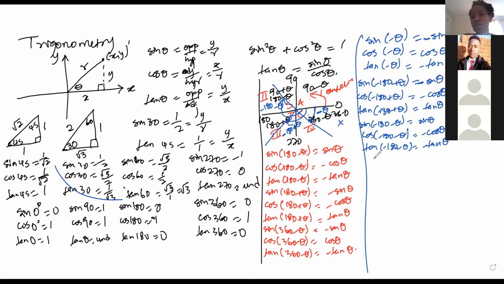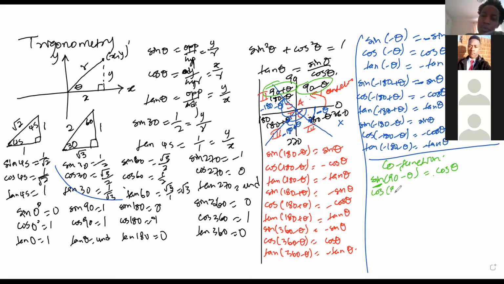Then the last part here, we've got your cofunctions, where a sine becomes a cosine. That's when you've got your 90 angle: 90 minus theta, 90 plus theta. So sine 90 minus theta becomes cos theta. It's positive because sine in the first quadrant is positive. All functions in the first quadrant are positive.